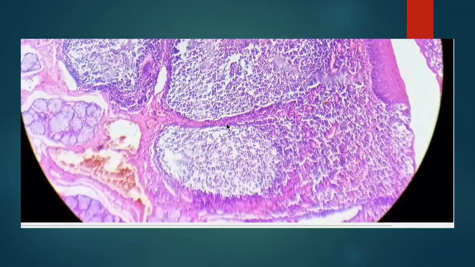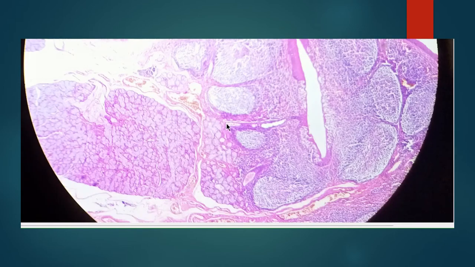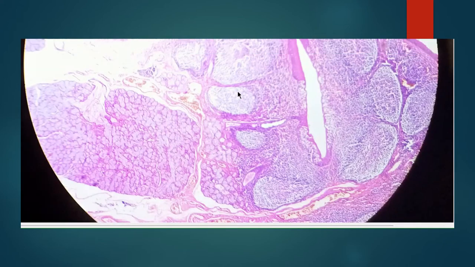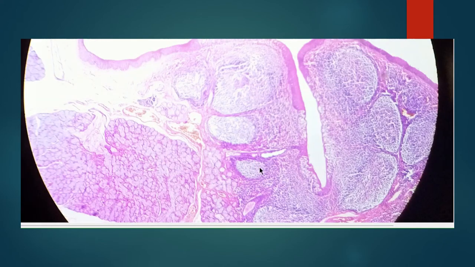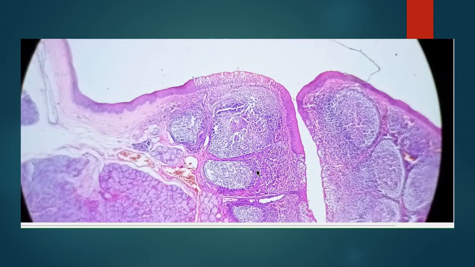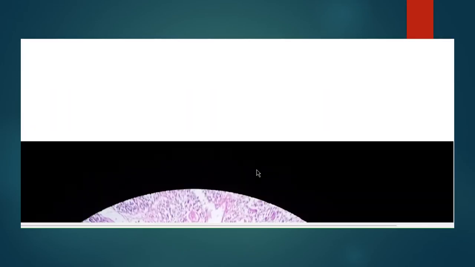This is also palatine tonsil. Yeah, here this is also the palatine tonsil. Here you can identify more number of mucous acini, and lymphatic nodules also can be seen clearly. Okay. Now let us see the next slide. Sorry for the posting of 4 or 5 palatine tonsil images.